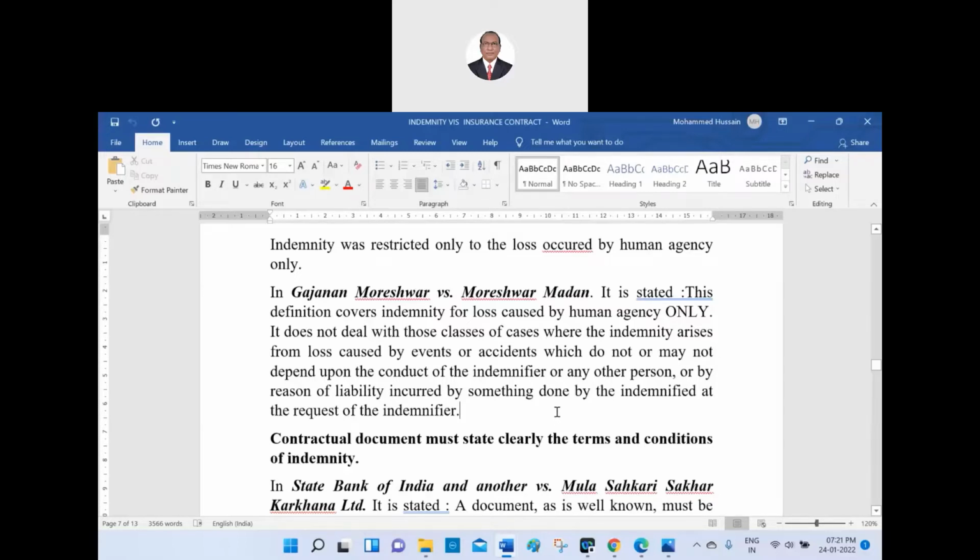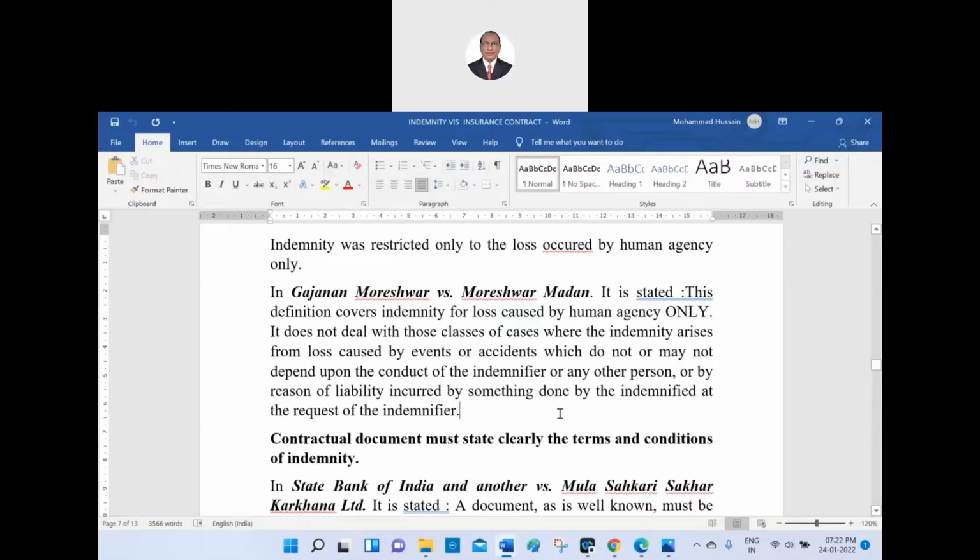Is it clear? It does not deal with those cases where indemnity arises from loss caused by events or accidents which don't or may not depend upon the conduct of the indemnifier. Who is the indemnifier here? Insurance company. Indemnified, the policyholder, or any other person, by reason of liability incurred by something done by the indemnified at the request of the indemnifier.